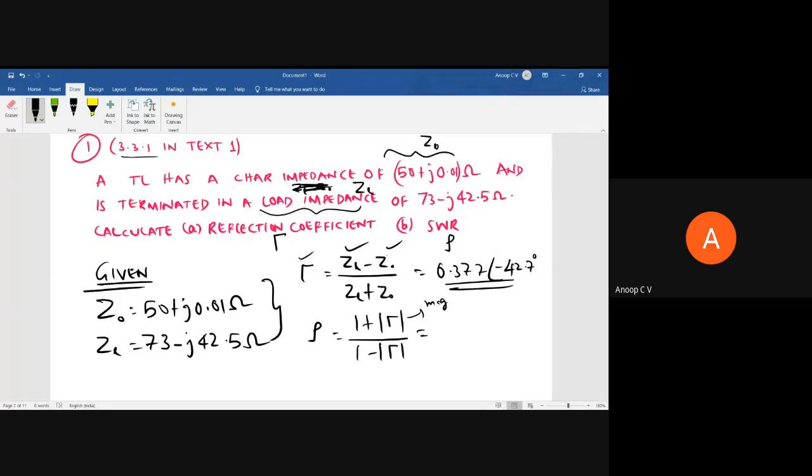So now we got this, and this 0.377 is nothing but mod gamma. Mode of gamma, or magnitude of gamma, is nothing but 0.377. So please substitute this 0.377 in the expression for rho, and please tell me what you're getting for rho. Thank you, Srisha, for sharing your answer. Now I'll ask Vinuta. Vinuta, what is the value of rho?